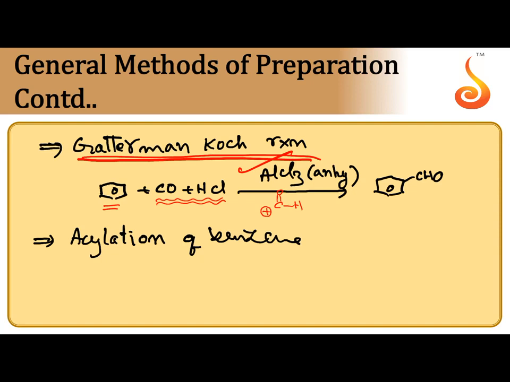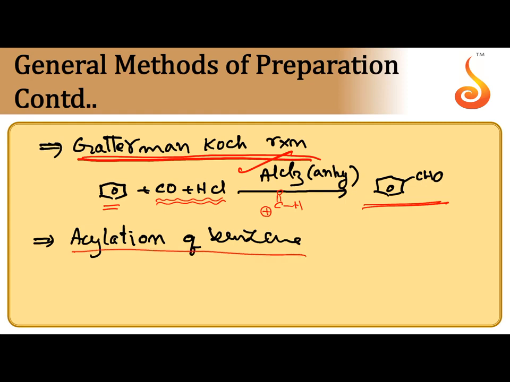It attacks the benzene ring, replacing H+. So CHO is attached to the benzene ring, forming benzaldehyde. Here the attacking electrophile is formylium. CHO+ is called formylium.